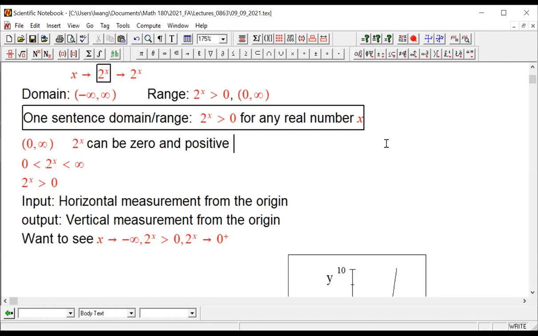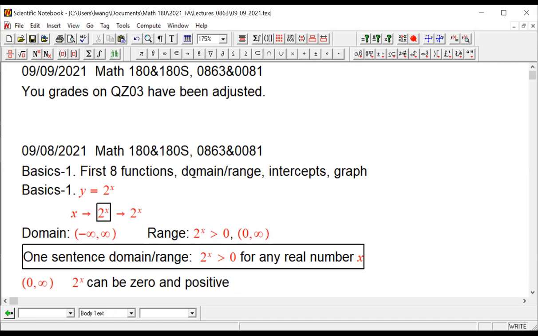Okay, so next, I'm going to work with you to plot e to the power x. For e to the power x, everything stays almost the same. The only difference would be the change of base.